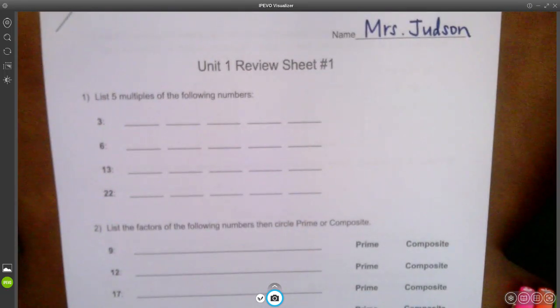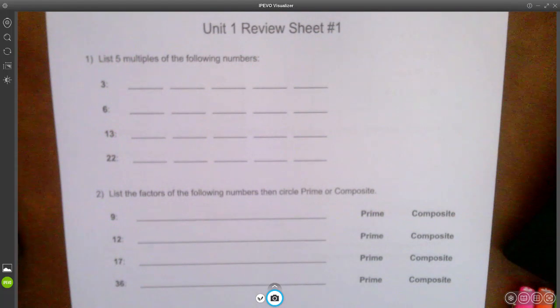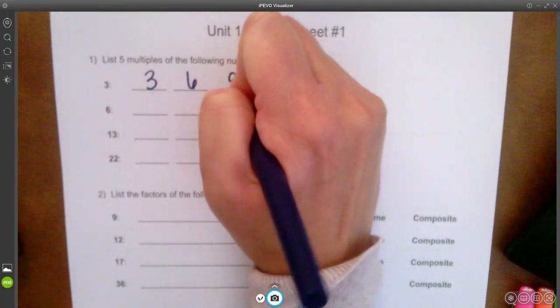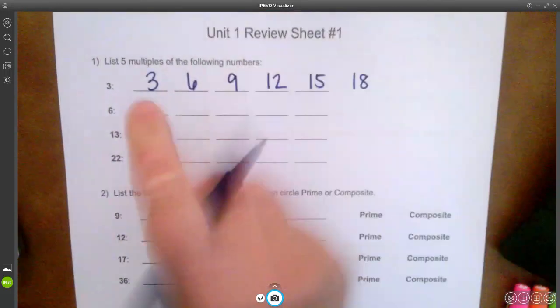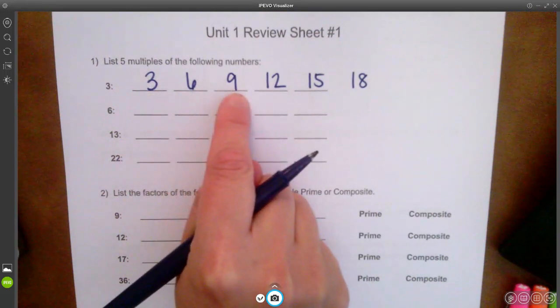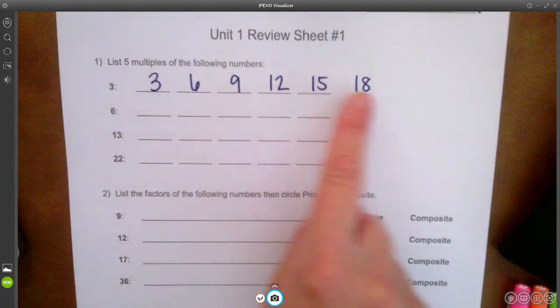Number one, the first one says multiples. Most people think of multiples as skip counting. So let's go ahead and skip count by 3. And it doesn't matter if you start at 3 or start at 6 or start at 30. So 3, 6, 9, 12, 15. Maybe you went all the way to 18 if you started at 6. You can also think 3 times 1, 3 times 2, 3 times 3, 3 times 4, and so on and so on.